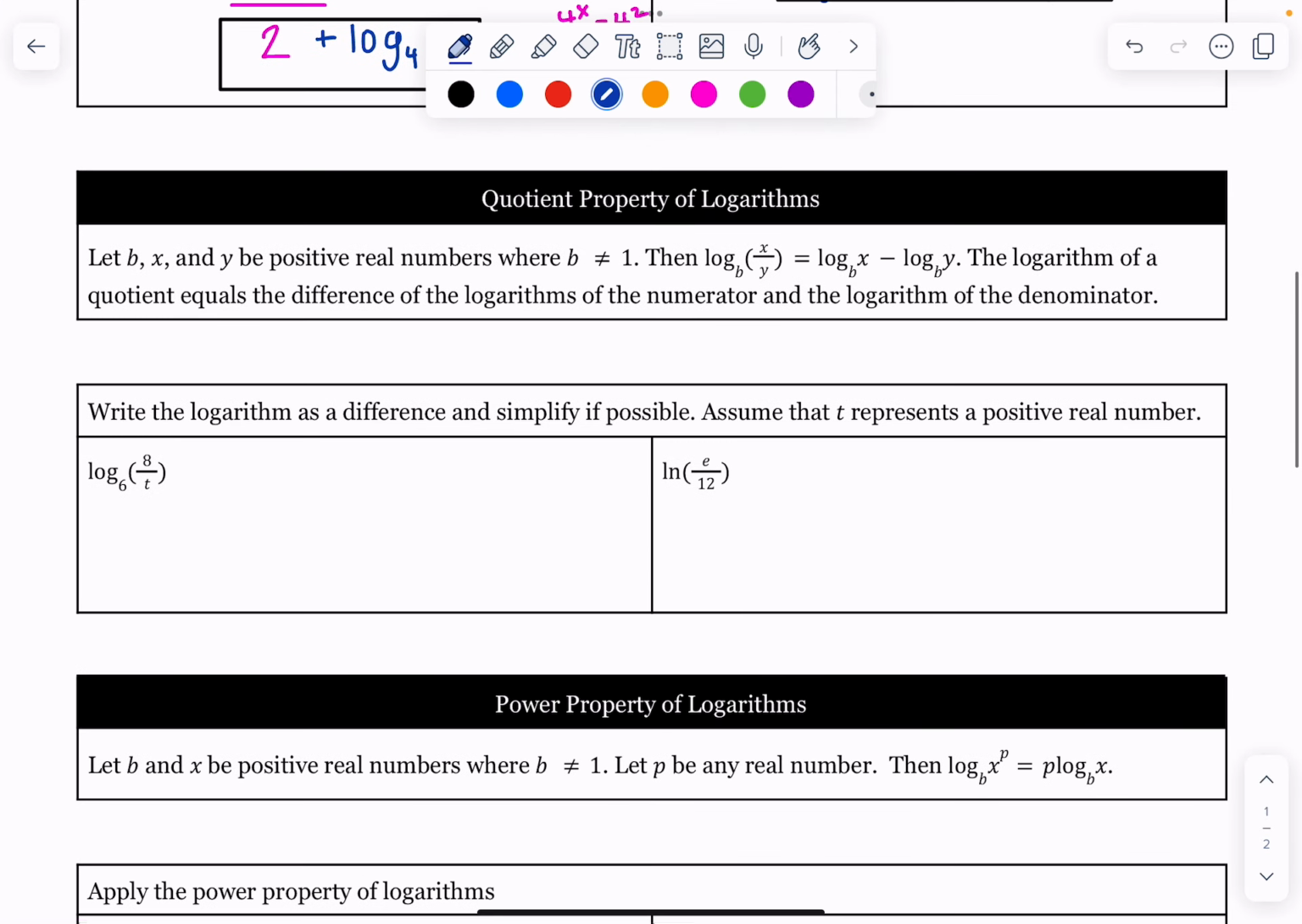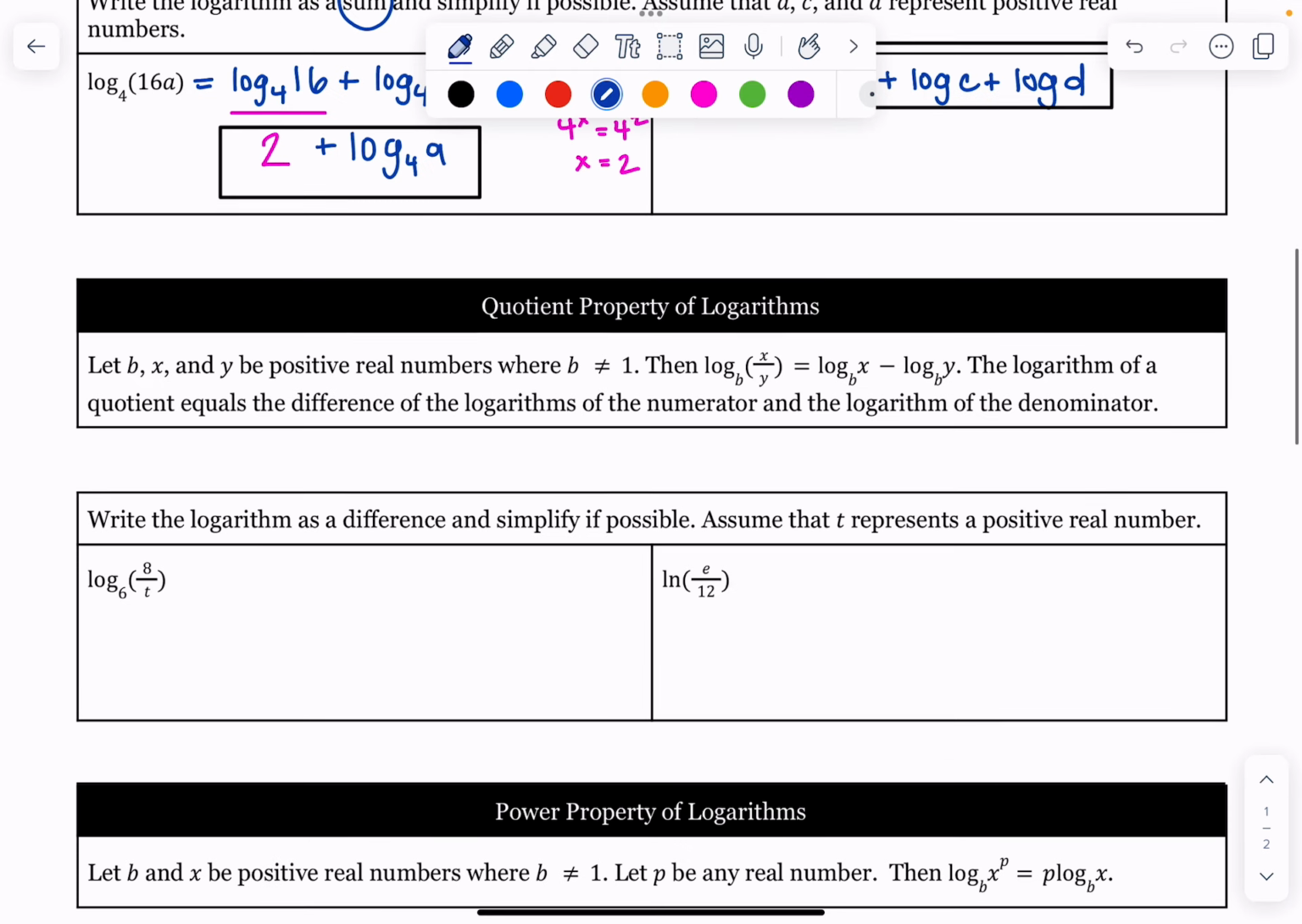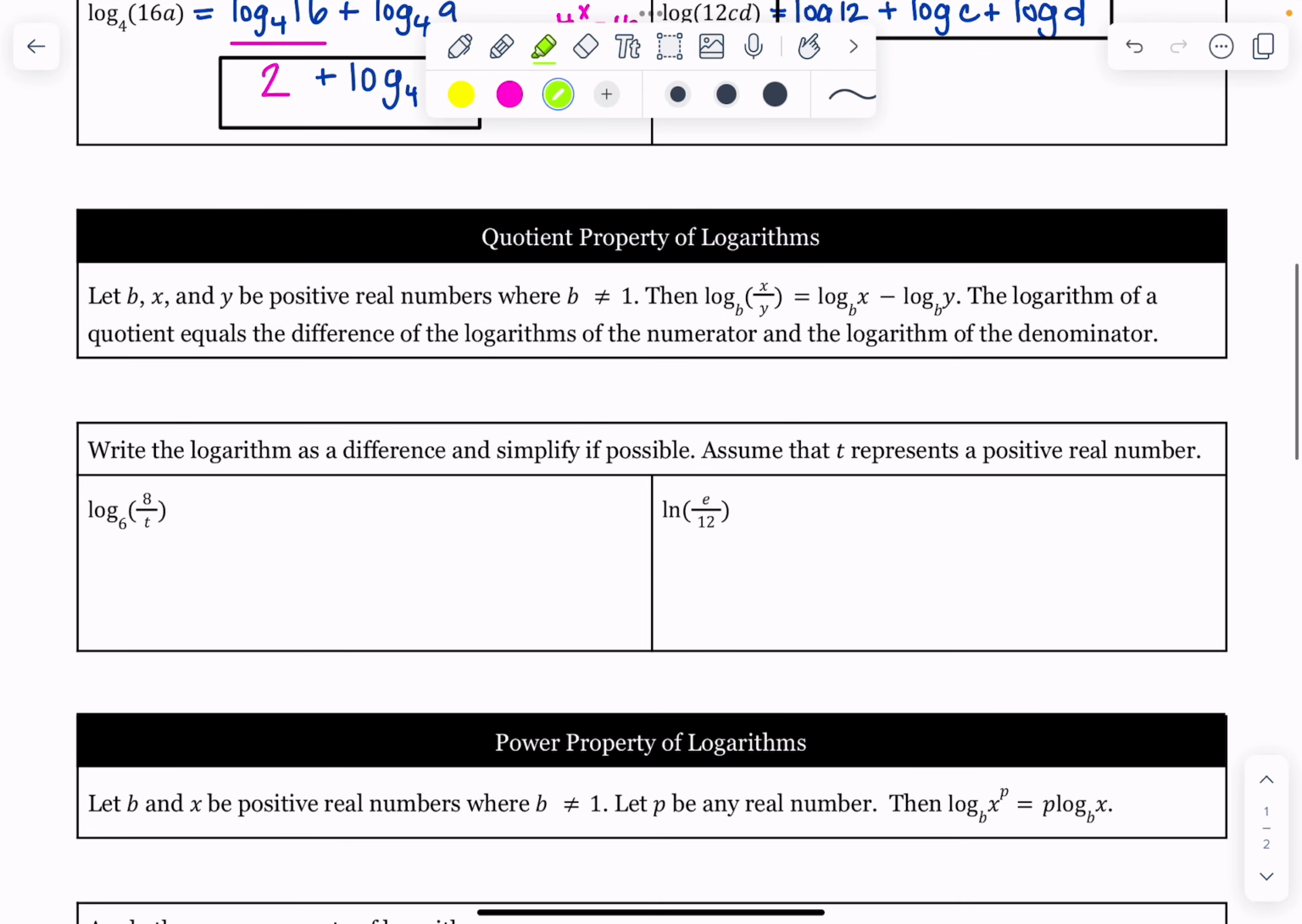All right, next would be quotient property of logarithms, and it says let b, x, and y be positive real numbers where b is not equal to 1. Then log base b of x over y is equal to log base b of x minus log base b of y. The logarithm of a quotient equals the difference of the logarithms of the numerator and logarithm of the denominator. So similar to what we did up here, let me bring out the highlighter to show.